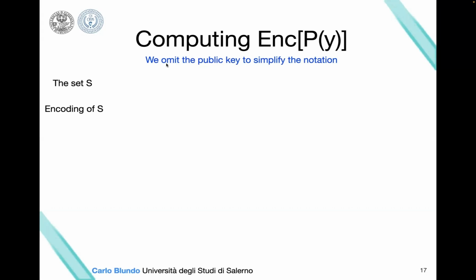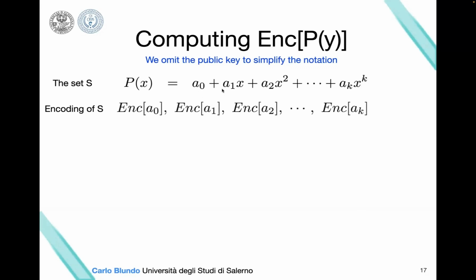So we have the set S, encoded as a polynomial: A0 plus A1 times X plus up to AK times X to the K. The encoding of S at this point is the encryption of the coefficients. So we have the encryption of A0, the encryption of A1, up to the encryption of AK. I want to compute the encryption of P evaluated at point Y using just the encryption of the coefficients and knowing, obviously, Y. How can I do this?